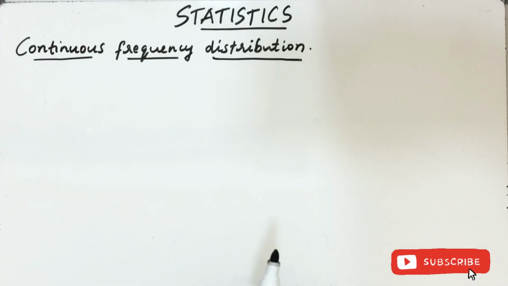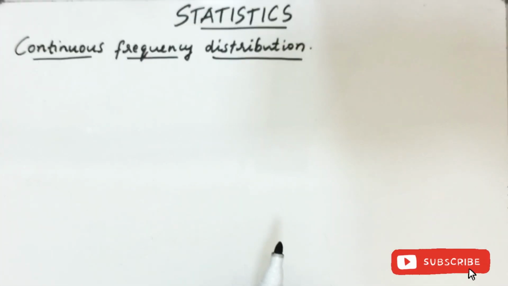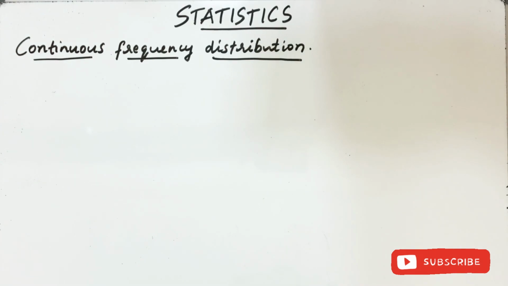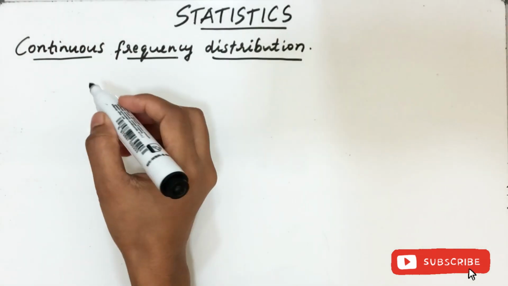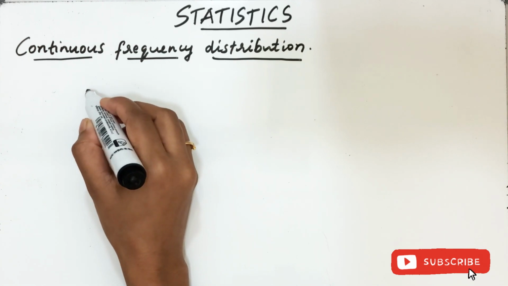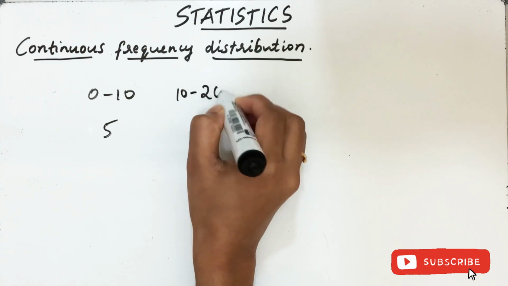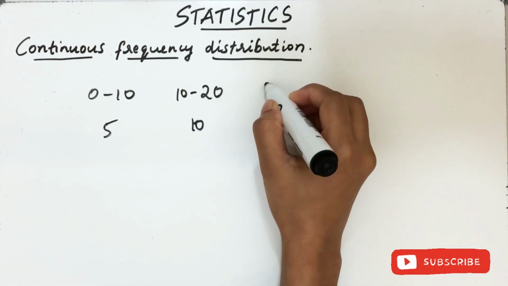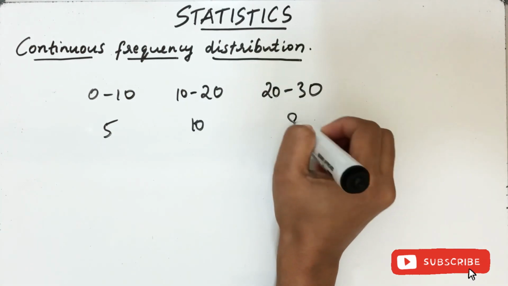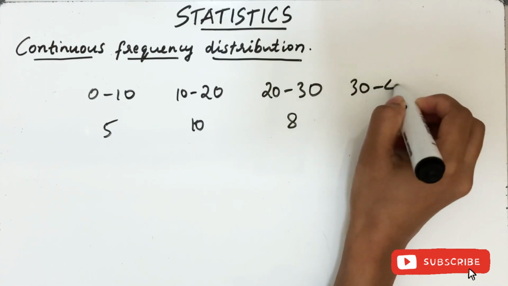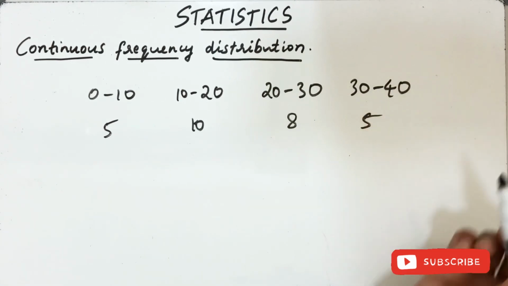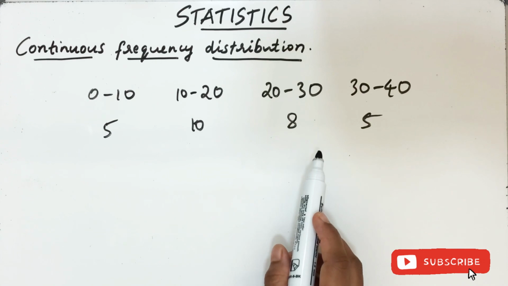Continuous frequency distribution. In continuous frequency distribution, data are classified into different class intervals with the respective frequencies. For example, marks obtained by students in a class. Marks 0 to 10, some 5 students; 10 to 20, some 10 students; 20 to 30, some 8 students; 30 to 40, 5 students, like that. This is continuous frequency distribution.